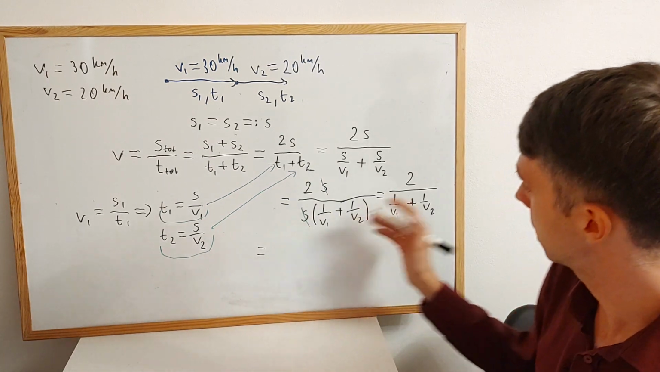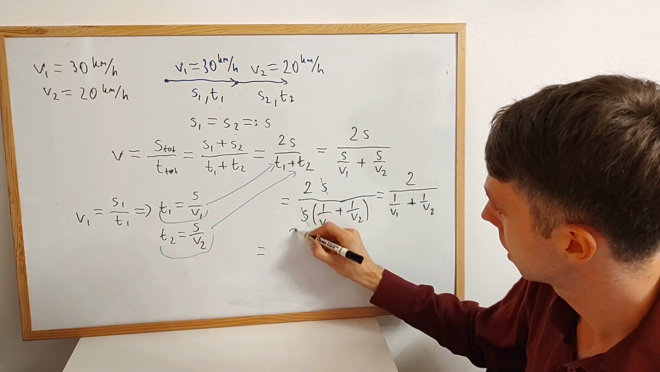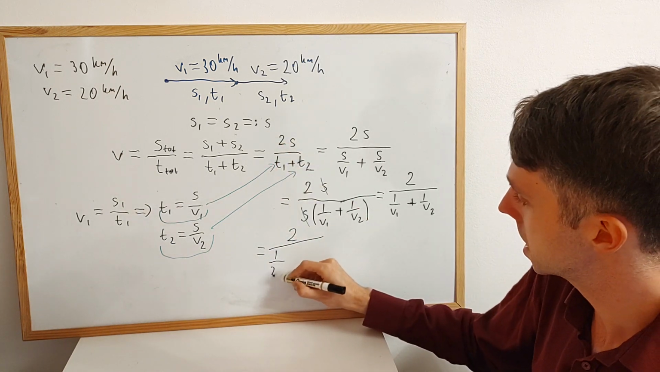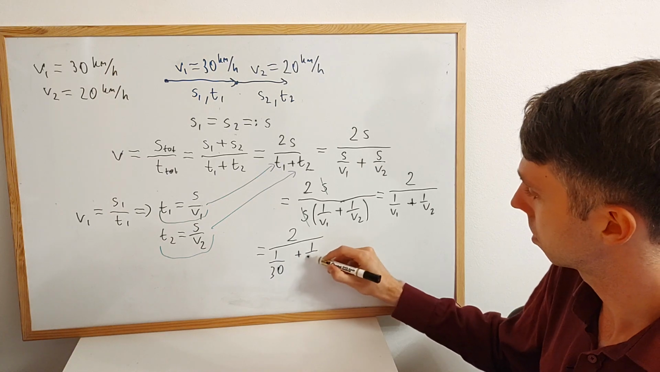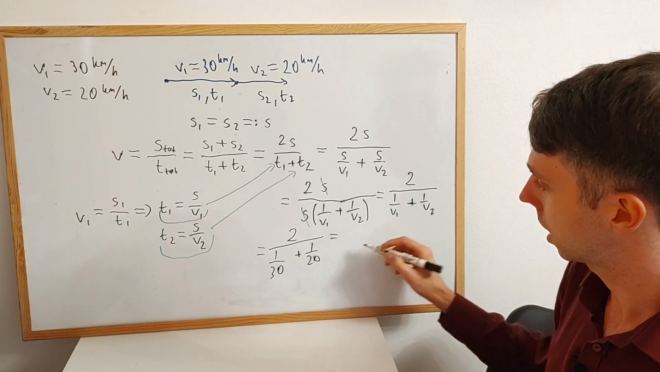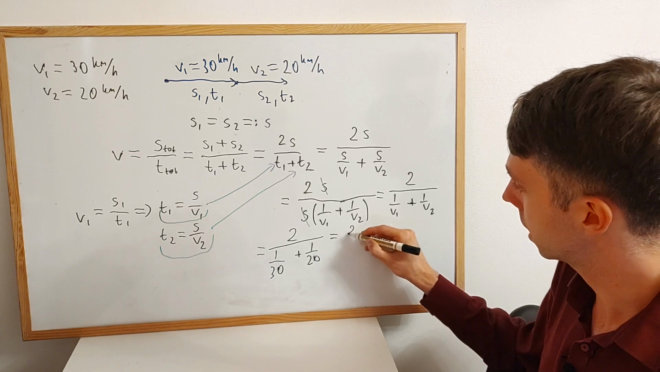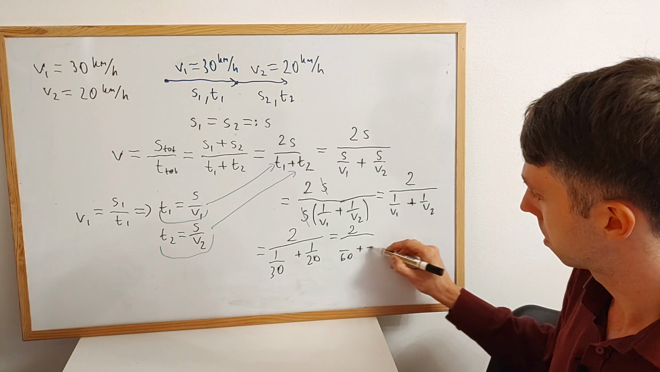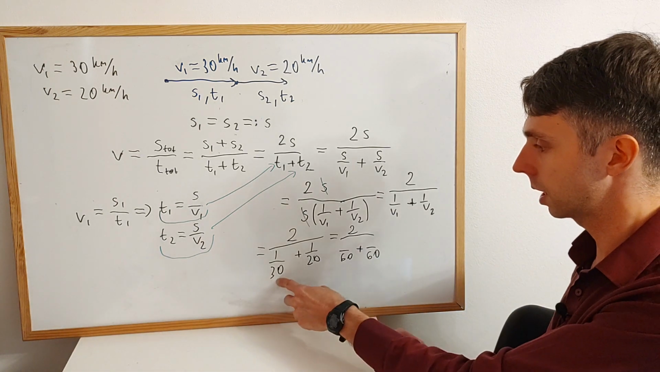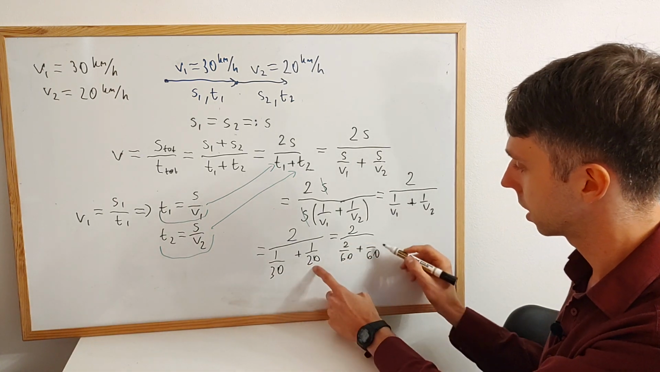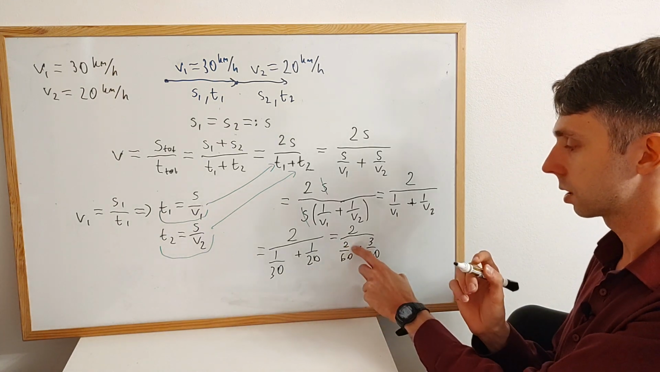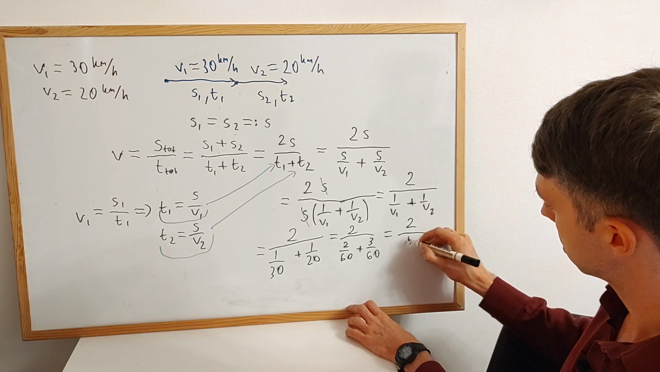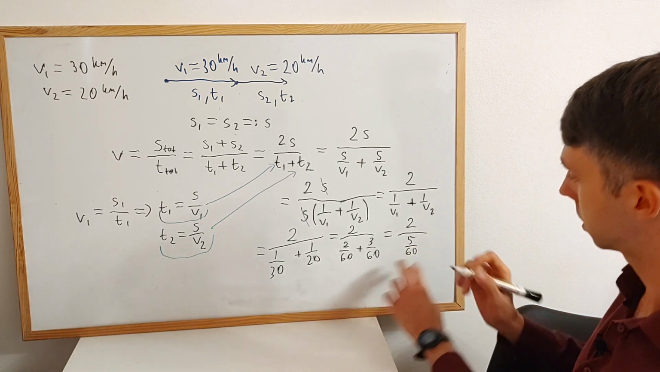So now let's just plug in the numbers. It's 2 divided by 1 over 30 plus 1 over 20. Now common denominator, so it will be 60 plus 60. Here I'll multiply by 2, here I multiply by 3. So 2 plus 3 is 5. So you have 2 divided by 5 over 60.